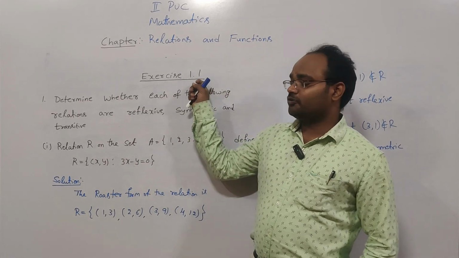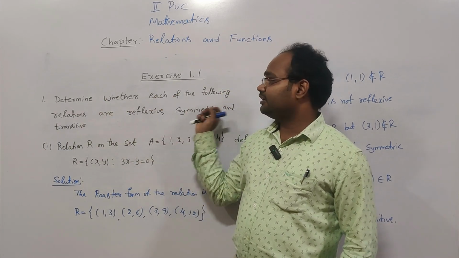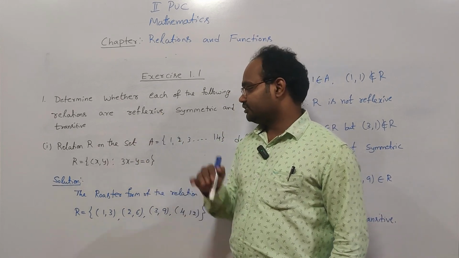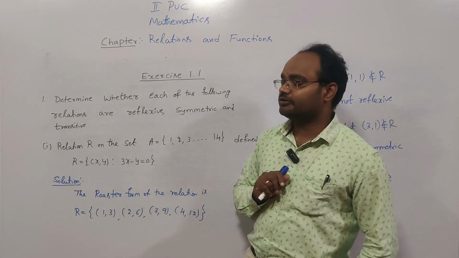ಸೊ ಎಕ್ಸಸೈಸ್ 1.1ನಲ್ಲಿ ಮೊದಲನೇ ಕ್ವೆಶನ್, ಡಿಟರ್ಮೈನ್ ವೆದರ್ ದ ಫಾಲೋಯಿಂಗ್ ರಿಲೇಷನ್ ಆರ್ ರಿಫ್ಲೆಕ್ಸಿವ್, ಸಿಮೆಟ್ರಿಕ್ ಆ್ಯಂಡ್ ಟ್ರಾನ್ಸಿಟಿವ್. ಕೊಟ್ಟಿರೋ ರಿಲೇಷನ್ಸು ರಿಫ್ಲೆಕ್ಸಿವ್, ಸಿಮೆಟ್ರಿಕ್, ಟ್ರಾನ್ಸಿಟಿವ್ ಆಗುತ್ತಾ ಇಲ್ವಾ ಚೆಕ್ ಮಾಡಬೇಕು.